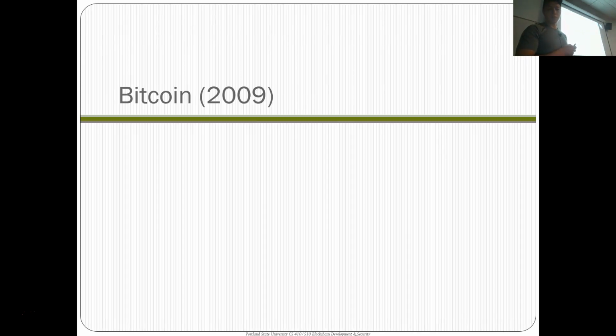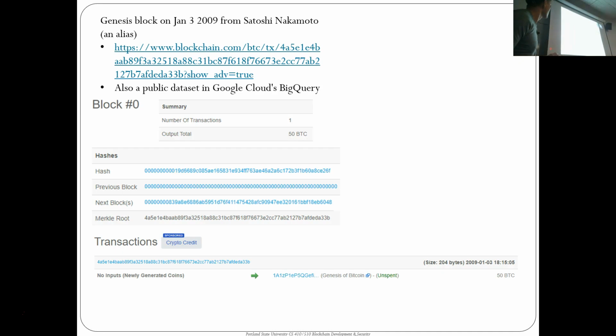Okay. So all of that stuff gets us all the way up to Bitcoin in 2009. So Bitcoin, the Genesis block was January 3rd. You can click on that link to see block number 0. If you click on it, you'll see block number 0 has a single transaction, and it has this thing called an output total, which is 50 Bitcoin.